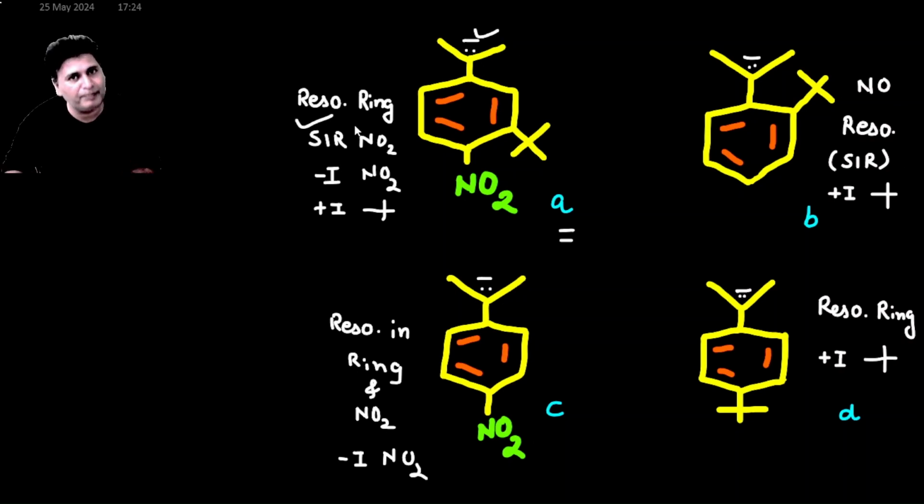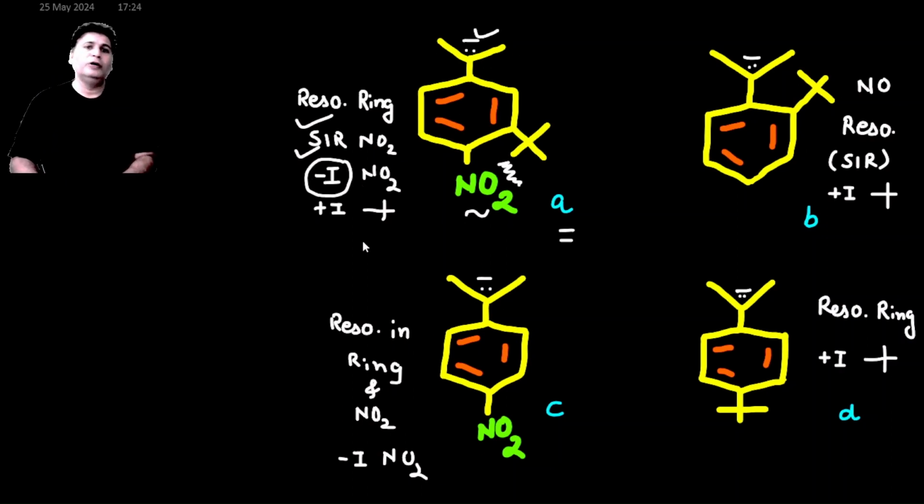So the ring was helping in delocalization. However, because of the steric repulsion, NO2 could not help in delocalization of the minus charge because of the SIR effect. It turned perpendicular to the ring to avoid the repulsion. So the SIR effect could not get the help of NO2. However, NO2 still had the minus I effect.